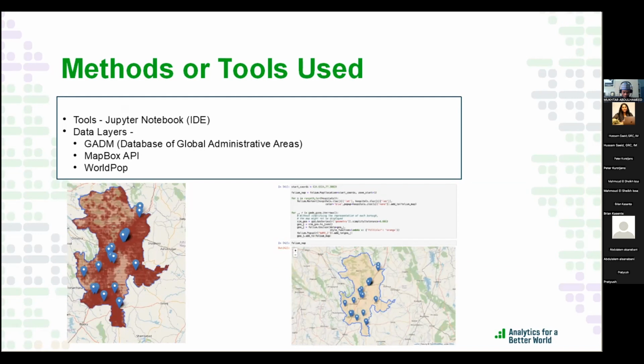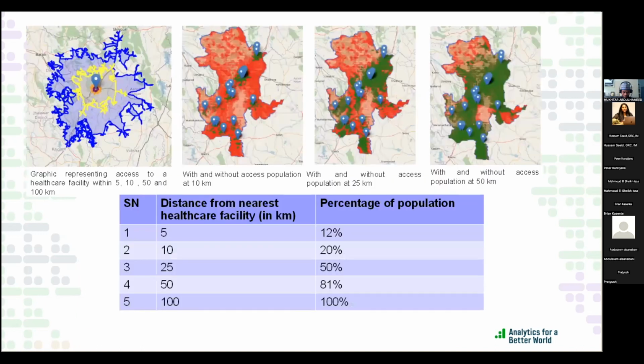So here we have mapped the health facilities in the Guna district, and in the left graph you can see that the population density is also marked with red, and the health facilities have been marked with the blue markers. Moving on, we have also mapped the catchment area, the accessibility of the healthcare facility by mapping the 5 kilometer, 10 kilometer, 50 kilometer, and 100 kilometer ranges.